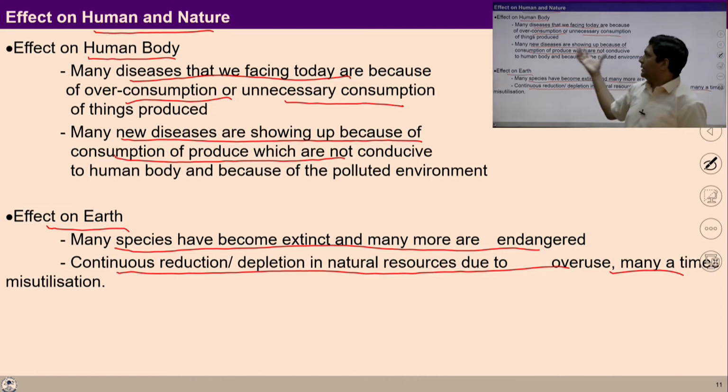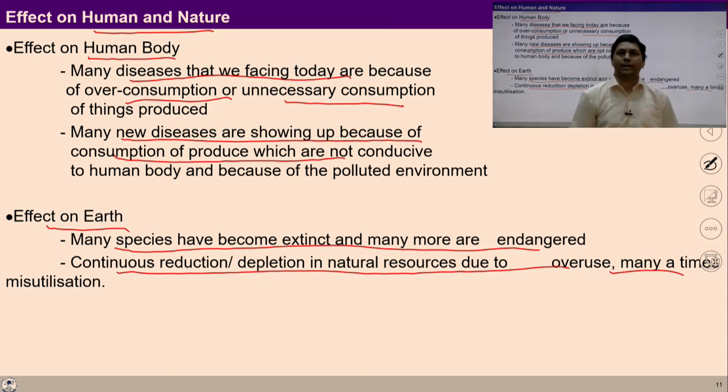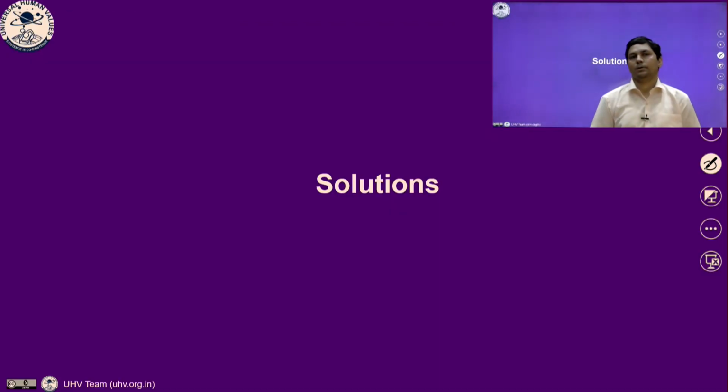So these are some effects on human beings and nature. You can make a list of many effects. All of us are aware of these effects. In fact, many researchers, many people related to development are now concerned over these issues. If we correct our production process, then all these issues can be minimized gradually. So what is the solution? Let's talk about the solution.